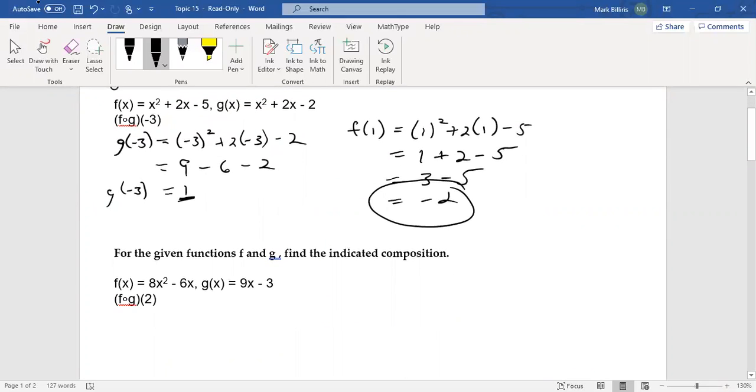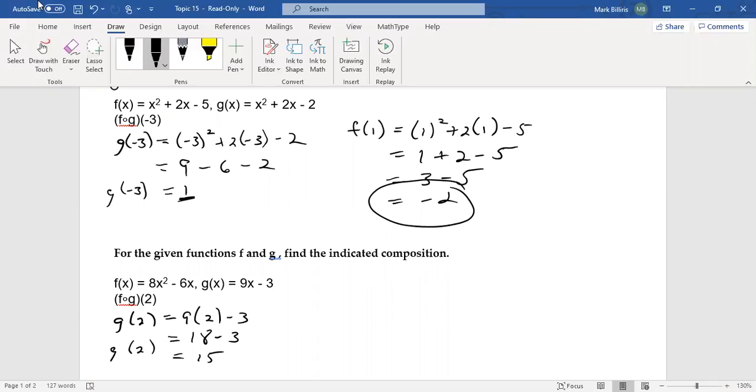Next problem, we have f of x given as 8x squared minus 6x, g of x equals 9x minus 3. So we're asked to find f of g of 2. So again, working from right to left, our first thing is to find g of 2. That means we substitute 2 in for the x in the g function. So now this becomes 9 times 2 minus 3. That gives us 18 minus 3. So g of 2 equals 15.